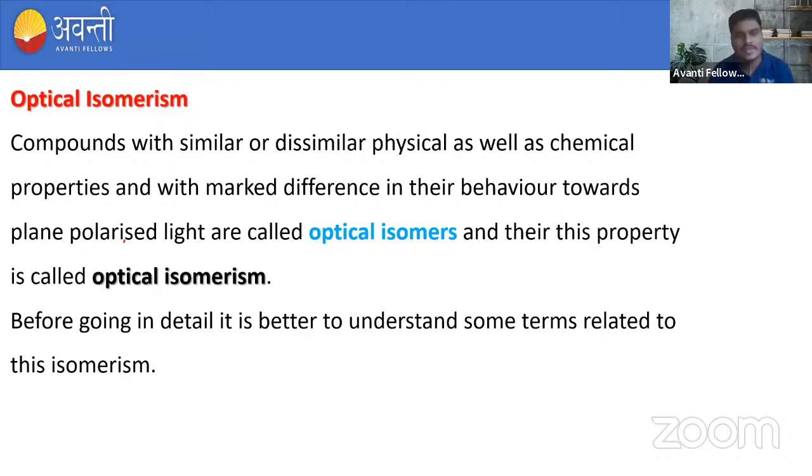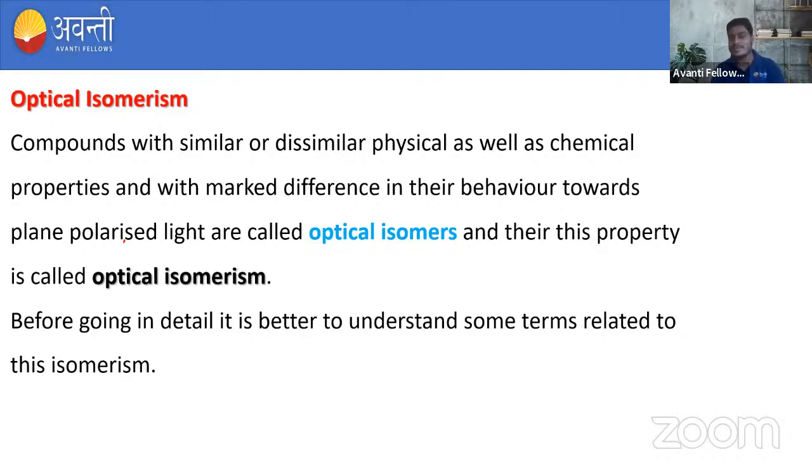Basically, the compounds with similar or dissimilar physical as well as chemical properties, and with marked differences in their behavior towards plane polarized light, are called optical isomers. And this property is called optical isomerism, right? Basically, the compounds with similar or dissimilar physical as well as chemical properties and with marked difference in their behavior towards PPL, that is plane polarized light, are called optical isomers, and this property is called optical isomerism.